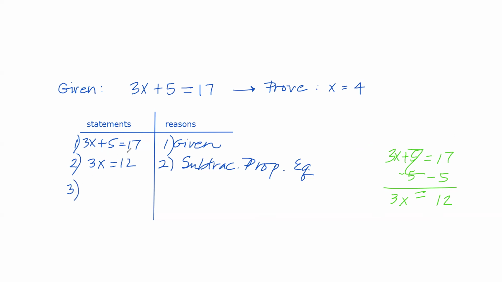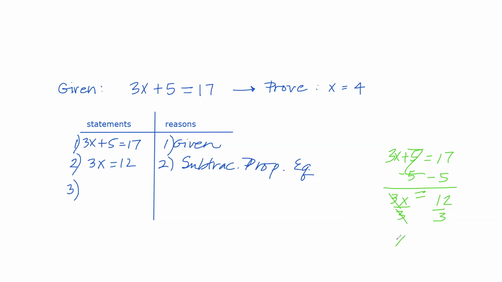Our proof statement is x = 4. Let's see if we can get there in 3 steps. So at 3x = 12, think about what your next step would be here. What do you do to solve for x? Yeah, you're going to divide by 3 on both sides.